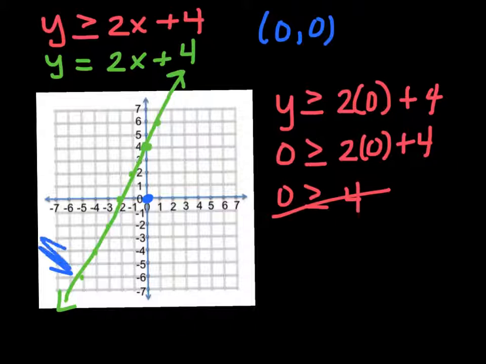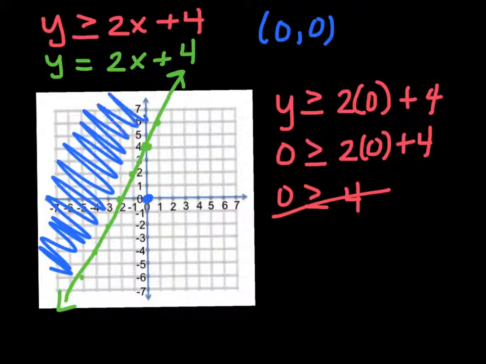We're going to shade the other half plane to represent our set of solutions. Remember, this set of solutions does not just include the ordered pairs with integer coordinates. It includes any point in that shaded area, okay?